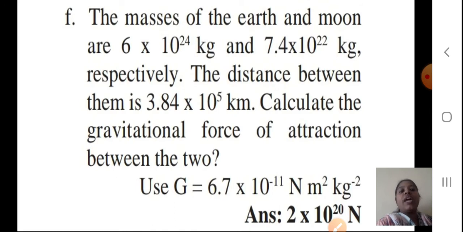Use the G value. They have told you, you are going to use this value only. Students, whatever value they have given in the bracket in the sum, that value only you will use. If they have not given it, you can use the value that you know. If they have given 2 digits after the point, you have to use that only. So here they have given 6.7 into 10 raised to minus 11. So we are going to use this.